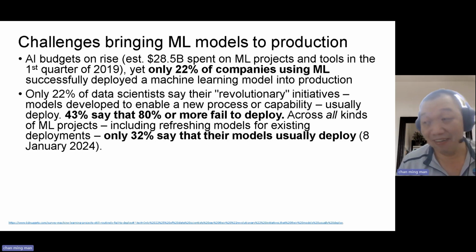So 80% actually fail, right? And only 32% say the model is deployed. Meaning out of 100%, 32% are deployed. It's slightly better than 2019, from 22% to 32%. Yes, there's an improvement, so it continues to improve. So AI and ML won't become just a story.